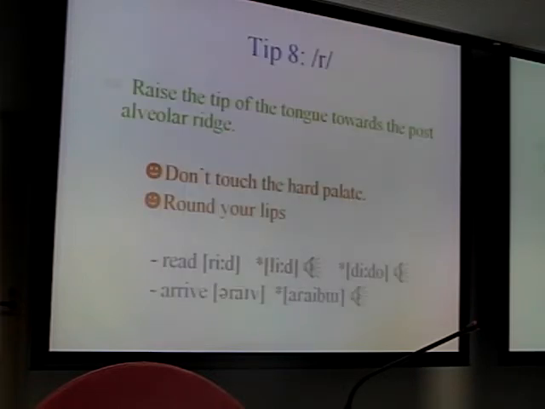So read is often pronounced as lead. Lead. Okay. And even pronounced as dido. And arrive is pronounced as Arai. Yes. So let's pronounce this word read.